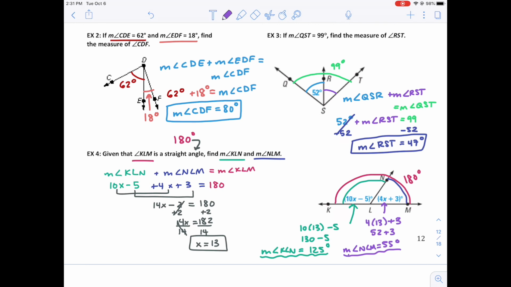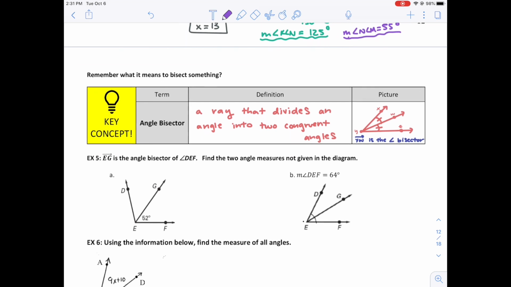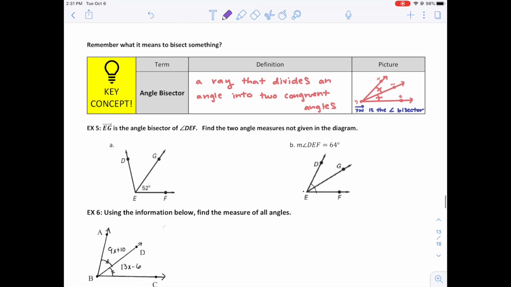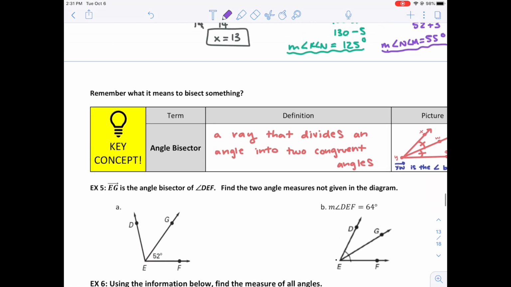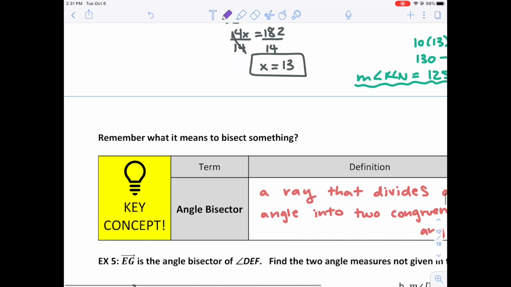So now we're going to move on to the back. And this is where we're going to talk about angle bisectors. So angle bisectors we're going to do a little bit differently because we need to figure out what angle bisector means, and then we're going to be setting up questions differently. So first off, remember, what does it mean to bisect something? It's really important that we remember that.